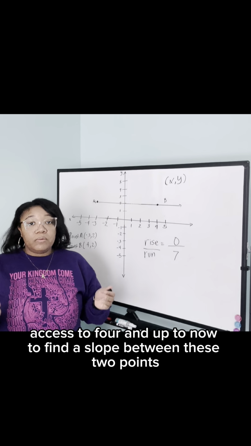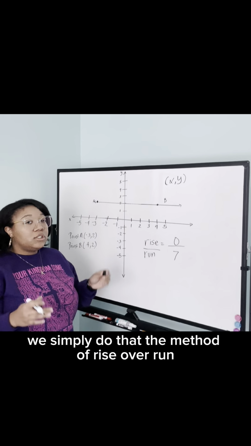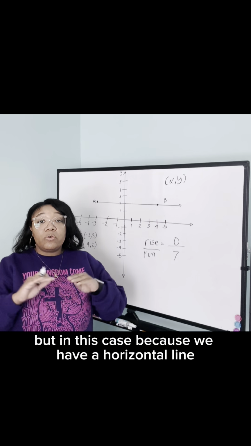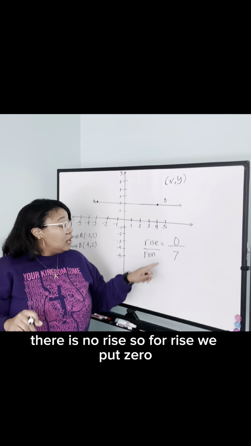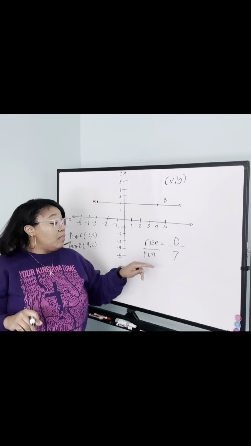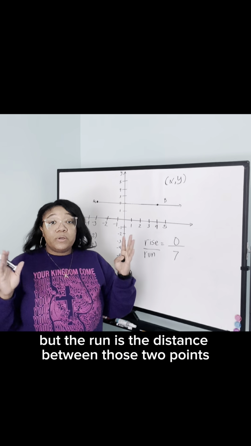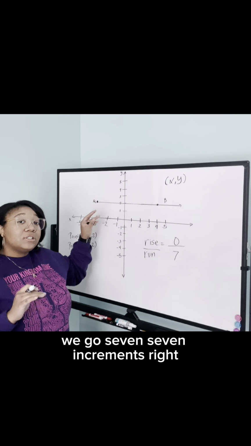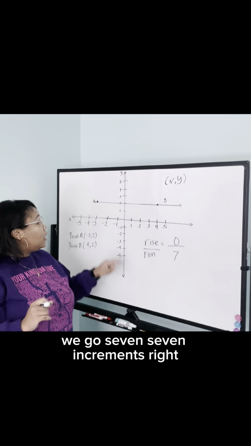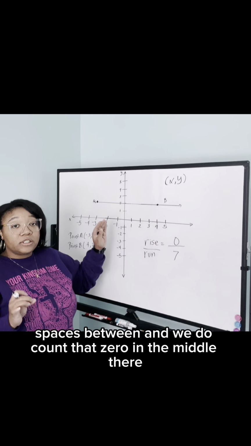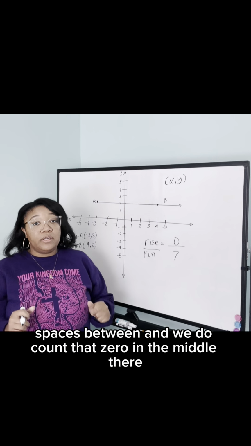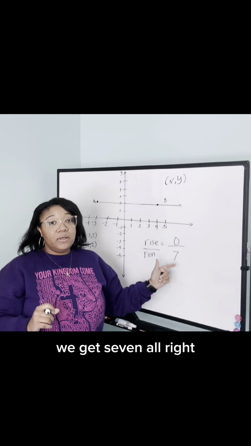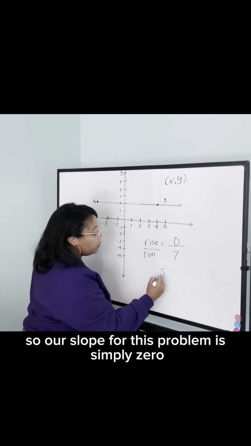Now to find the slope between these 2 points, we simply do the method of rise over run. But in this case, because we have a horizontal line, there is no rise. So for rise, we put 0, but the run is the distance between those 2 points, okay? So between these 2 points, we go seven increments, right? Spaces between, and we do count that 0 in the middle there, okay? So when we count over on our run, we get 7. All right, so our slope for this problem is simply 0.